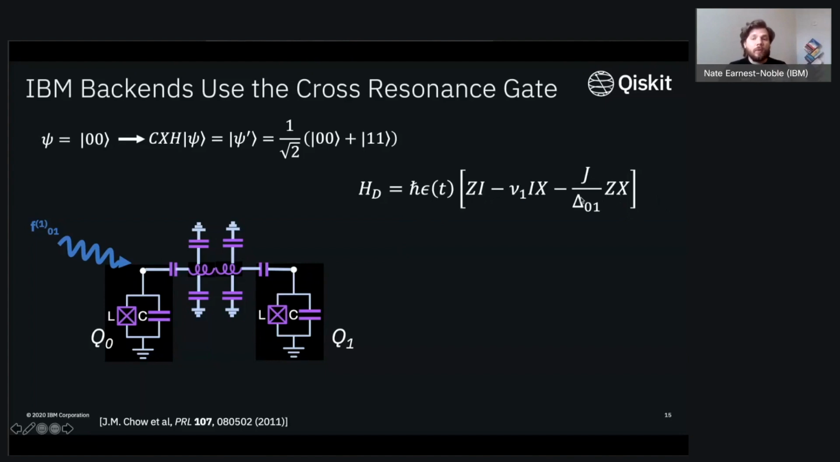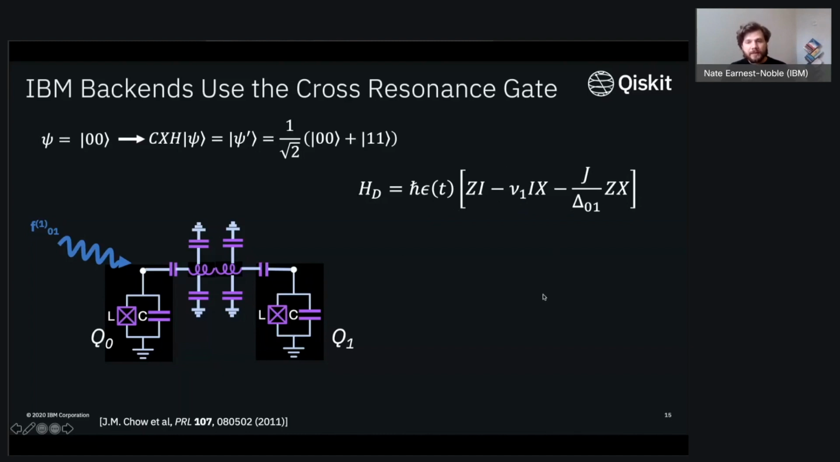But after we walk through building a CNOT from the ZX interaction alone, I want to then highlight how these other terms can be removed. So ideally, you would only have this interaction here, but there do exist some other terms. And so we have to come up with ways to remove them such that we get this clean, high fidelity CNOT that we ideally would like to have.